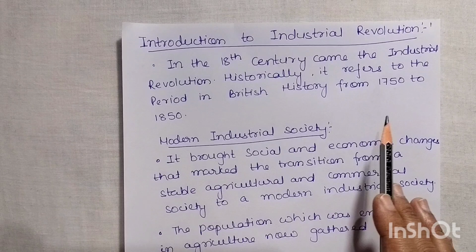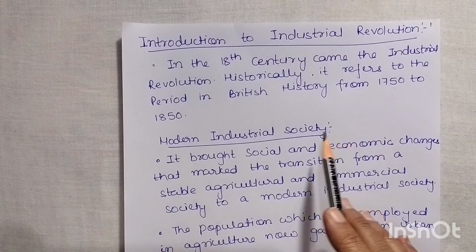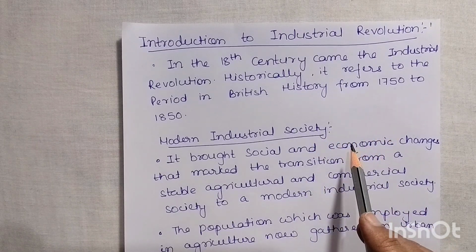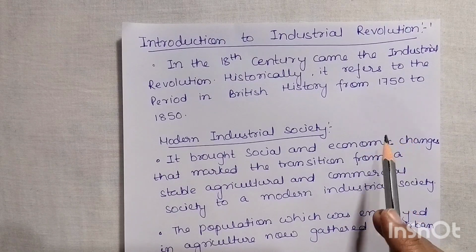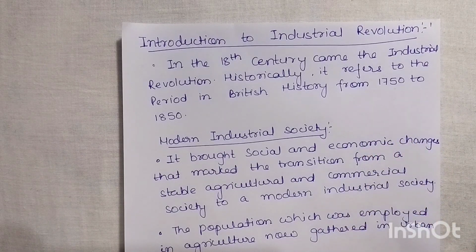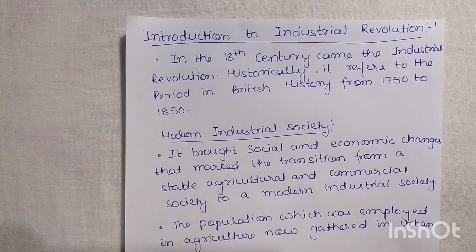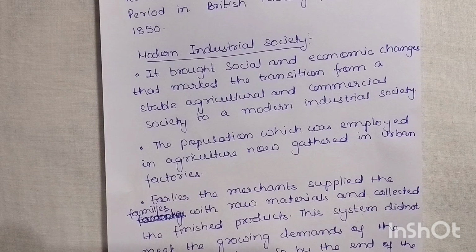So in the 18th century came the Industrial Revolution. Historically, it refers to the period in British history from 1750 to 1850. This period is basically referred to in history as the Industrial Revolution. Now, it brought social and economic changes that marked the transition from a stable agriculture and commercial society to a modern industrial society. Earlier, everything was based on agriculture, right? Now, it has shifted from agriculture to modern industrial society.